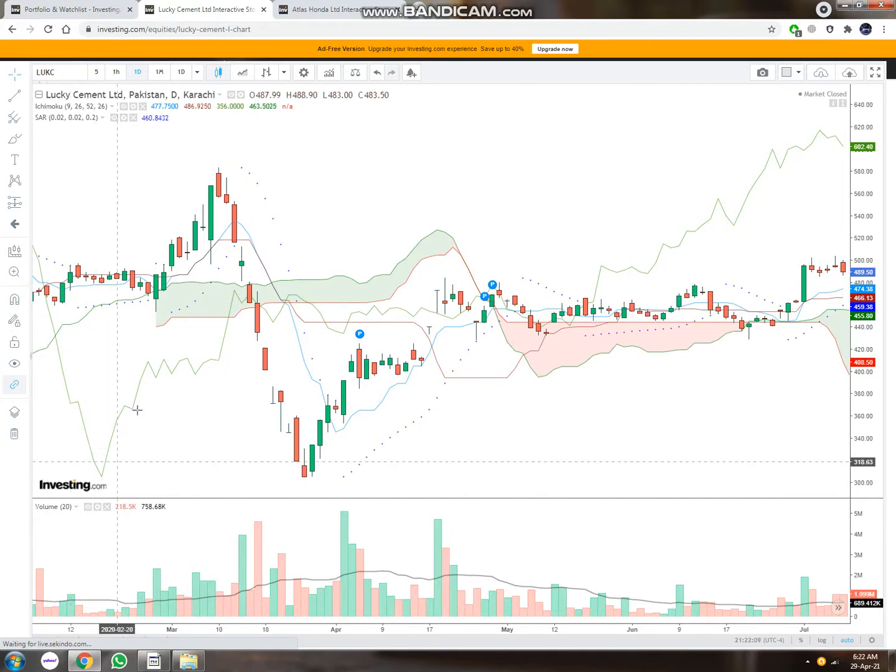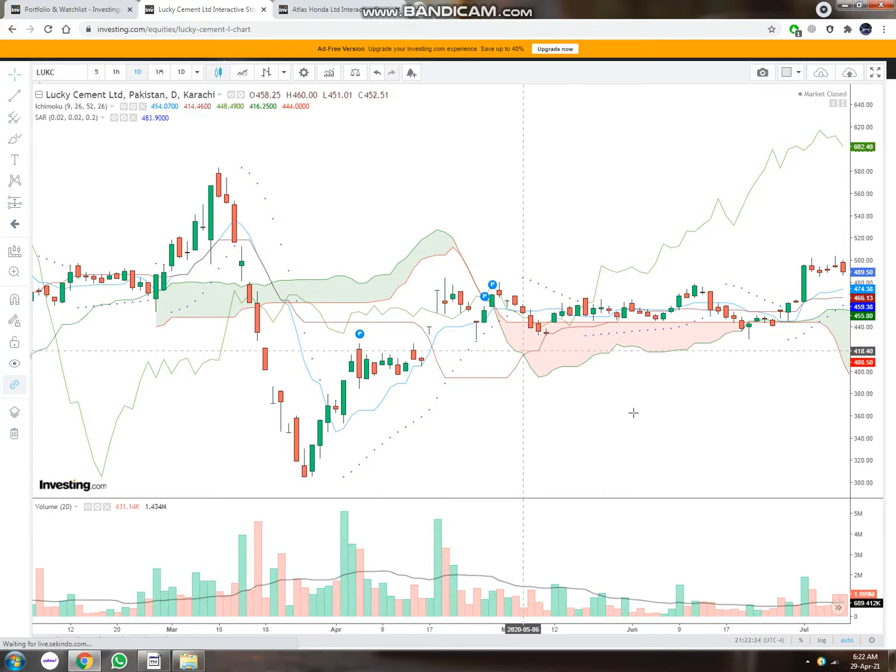So if I don't consider this line, I only consider these two, the Tenkan Sen and the Kijun Sen, and this cloud. I only take a look at these. Now take a clear look at these.